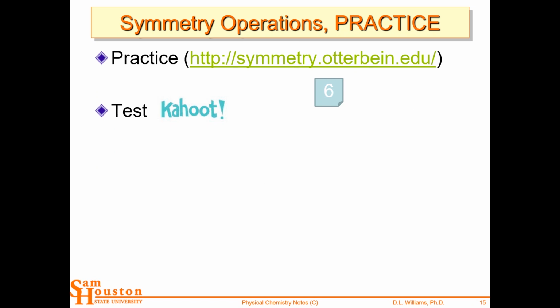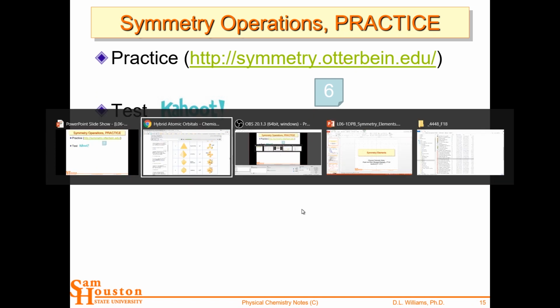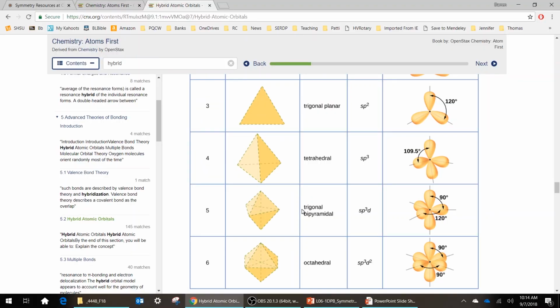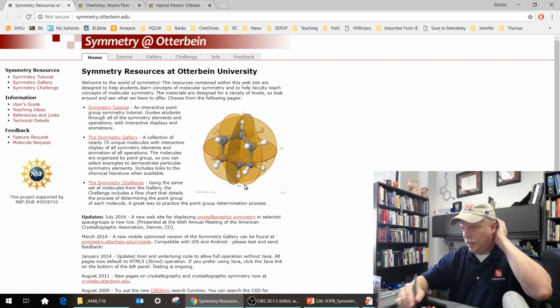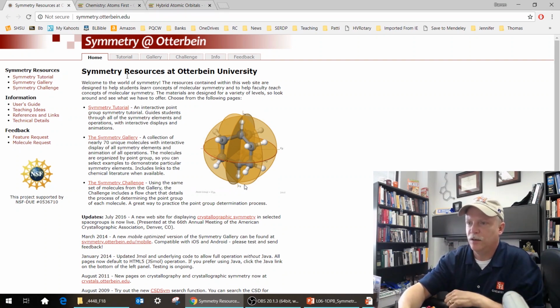So let's go to this Otterbein site. This is a fantastic resource for learning symmetry. There's several options here. You can do the tutorial, the gallery, and the challenge.